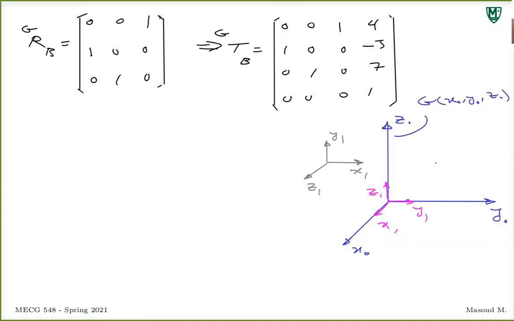Now the second approach I could think of was rotating around y naught 90 degrees and rotating around x naught 90 degrees. So if you rotate around y naught for 90 degrees, your y1 stays the same. You will get z1 here, and you will get x1 downward.